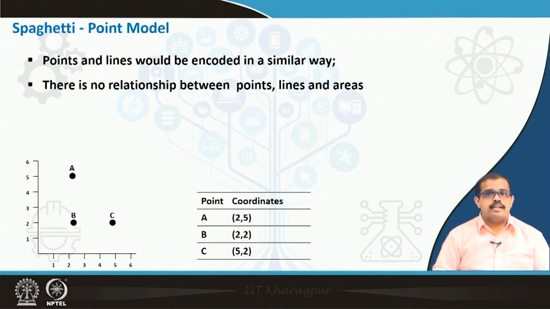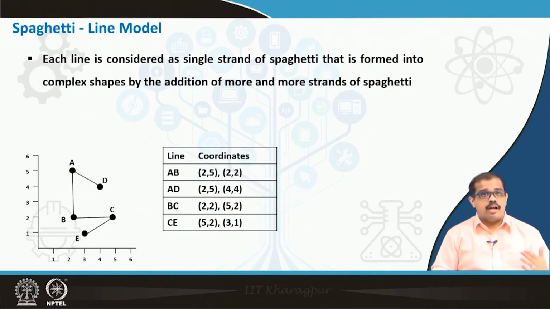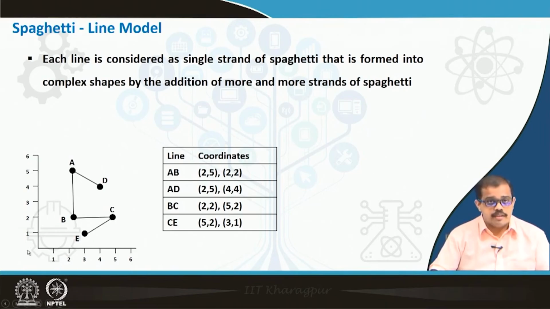When you are looking at the spaghetti model, points and lines would be encoded in a similar way. There is no relationship between points, lines and areas. So, if you have points here, these do not have any relationship with the lines or the polygon. It is just representation. And when you are looking at a line, each line is considered as a single strand. For example, this is the entire line, this is your starting node A, then you have vertices here, and this line segment.